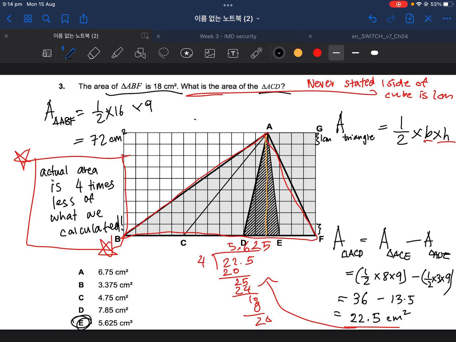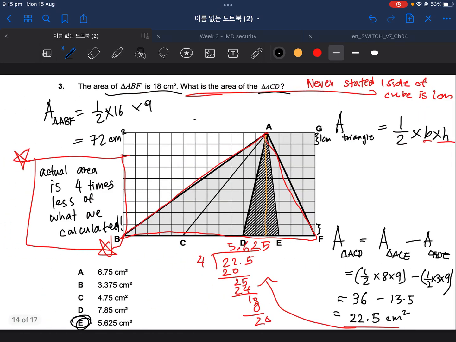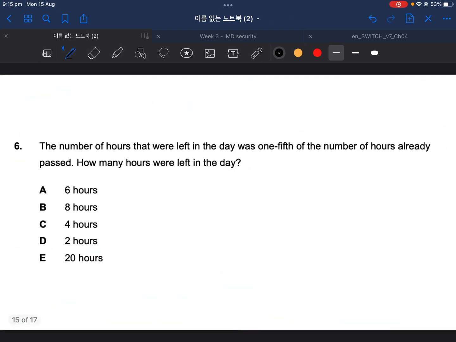So yes, there was a lot to think about in this question. Mainly, number 1, how to find the area of triangle ACD. And number 2, checking whether or not the question states the units, and whether or not our units are actually right. So those 2 things are always to look out for in these sorts of questions. Let's move on.